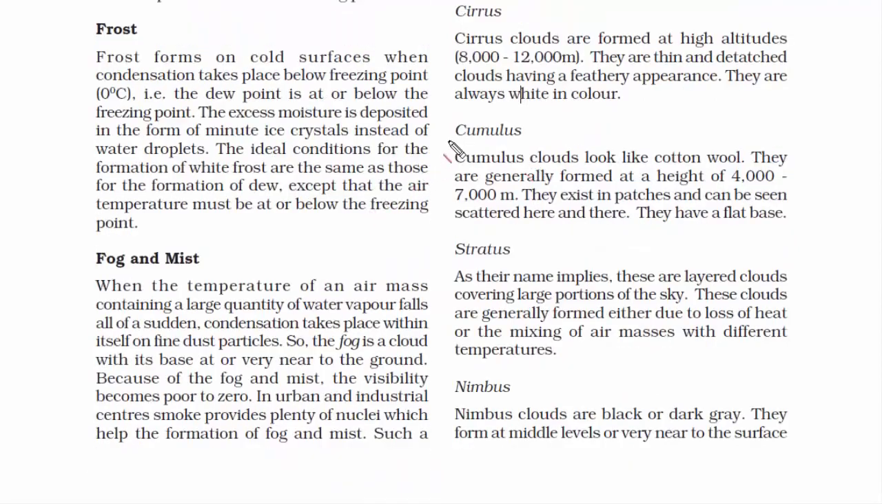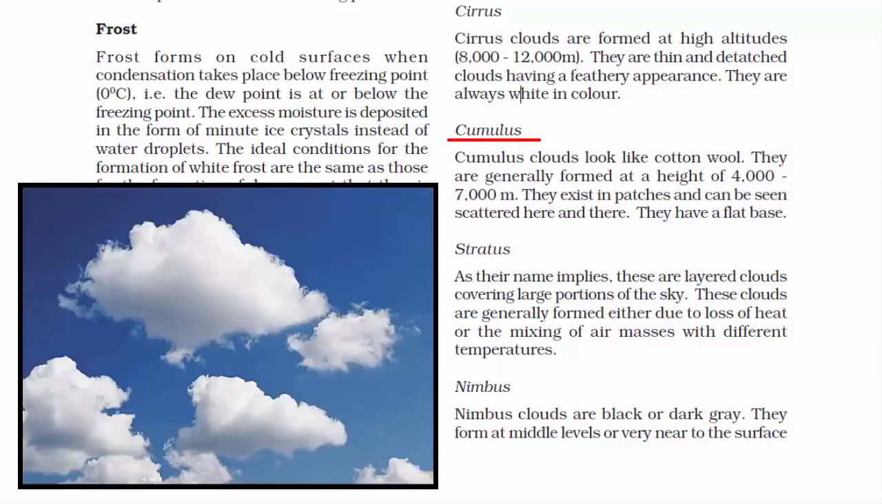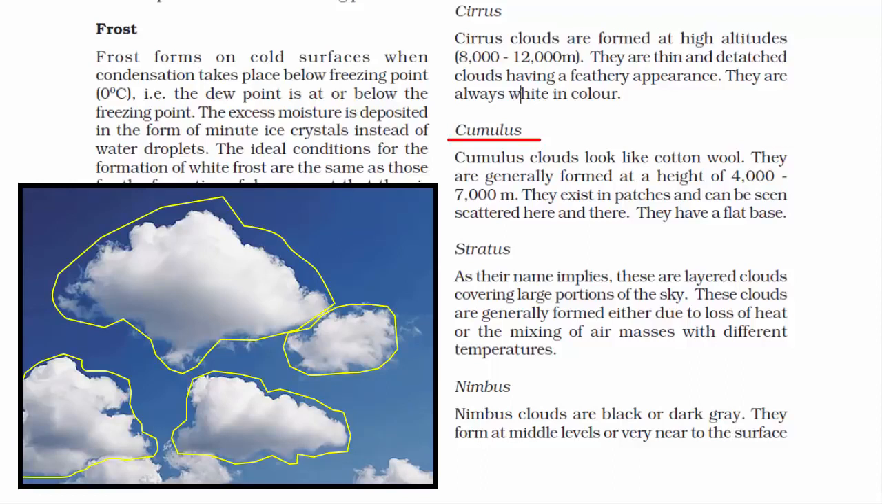The second one is cumulus cloud. Now these clouds are formed at a height of 4 to 7 kilometers. The height is lower than cirrus cloud, but still 4 to 7 kilometers is very high up in the sky. I'll put a picture of this cloud as well. Now these clouds are fluffy like cotton, but they have a flat base. It looks as if a piece of cotton is floating in the air. And if you look at it carefully, it also looks like a cauliflower. Now these clouds usually appear in patches and can be seen scattered here and there.